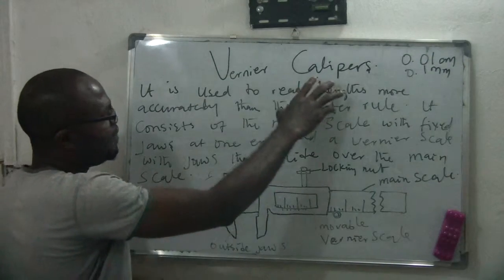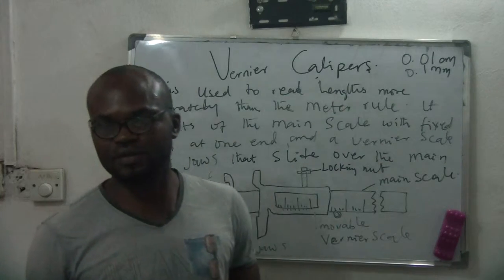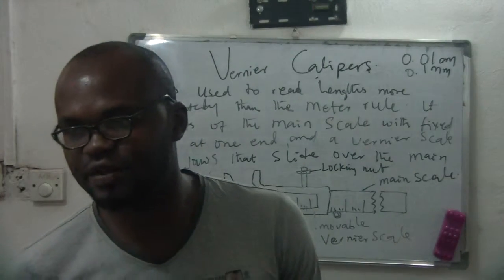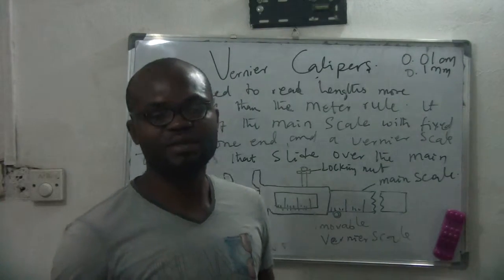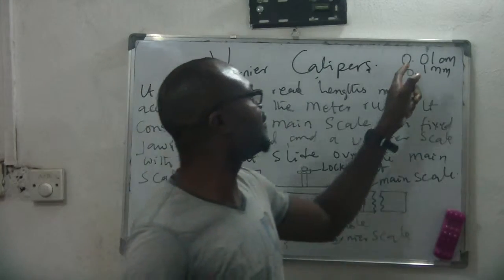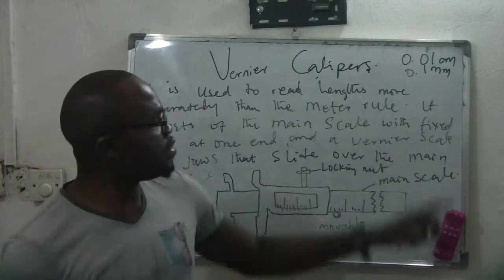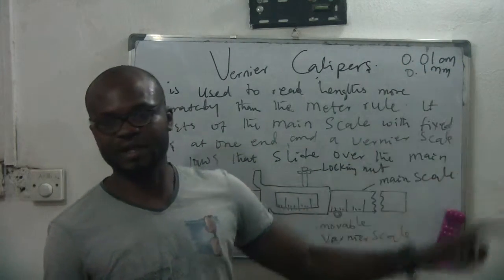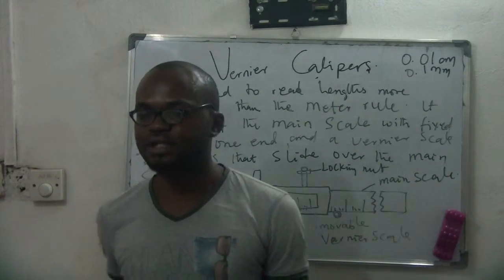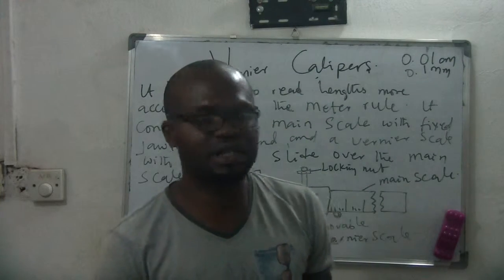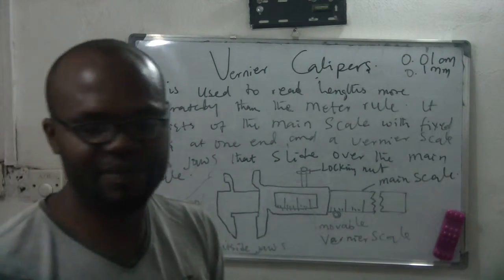The vernier caliper is an instrument used to measure lengths more accurately than the meter rule. If you want to get greater accuracy than using a meter rule or a tape rule, you need to use what we call vernier caliper. Because vernier calipers measure to the accuracy of 0.01 cm or 0.1 millimeter. 0.1 millimeter is the same thing as 0.01 centimeter. Is that clear? Yes. I will ask you, which of these measuring instruments measures length to the accuracy of 0.01 cm? The answer is vernier caliper.